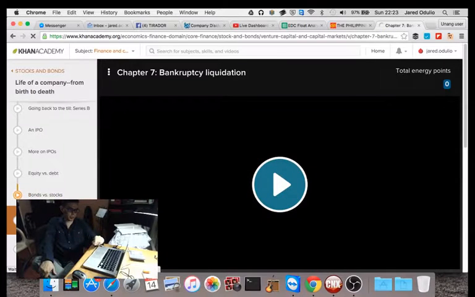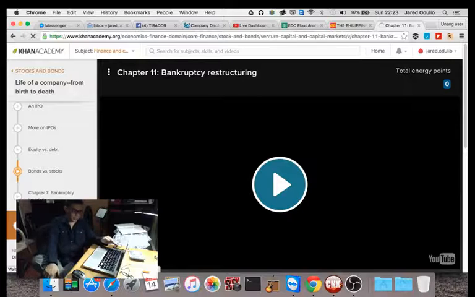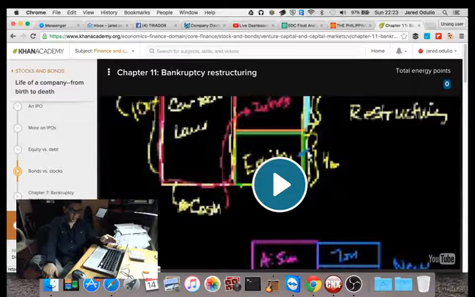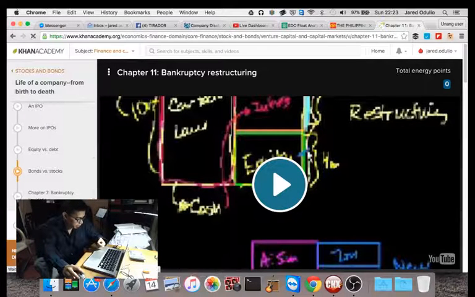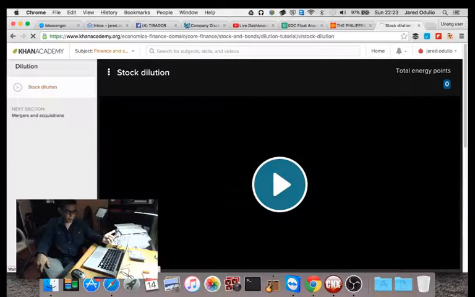Bankruptcy and liquidation, bankruptcy restructuring. Ito, if you're holding a certain company na listed sa stock market and they declared Chapter 11, even Chapter 11, you have to research that. Anong mangyayari sa stock mo? Anong mangyayari sa shares mo? Mga ganon. So next section, stocks and bonds, meron pa rin tayong dilution.